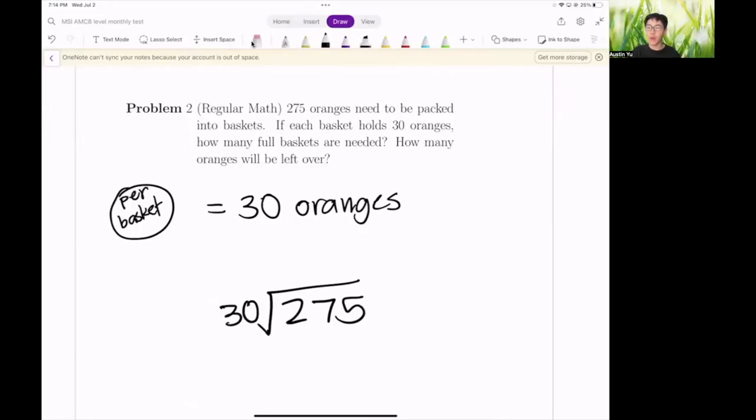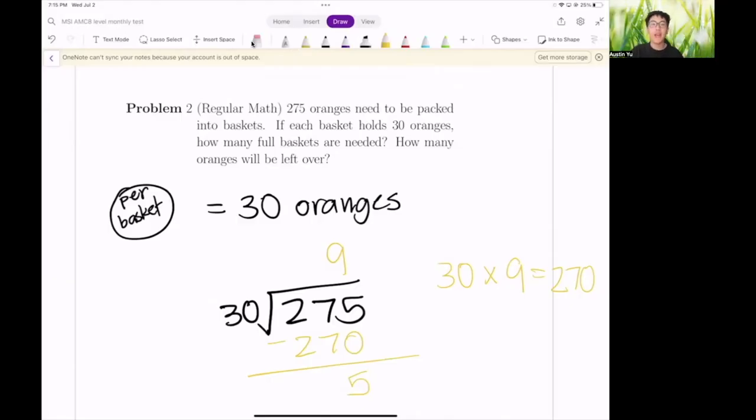And this is the problem that we're working with. Well, let's see. What is the closest multiple of 30 that we can get to 275? It would just be 270, right? Because 30 times 9 would give us 270, right? So if it's 9, then we drop down 270, which gives us a remainder of 5 oranges.